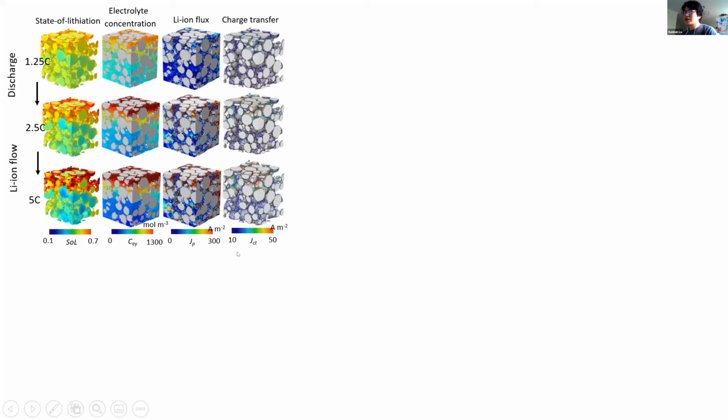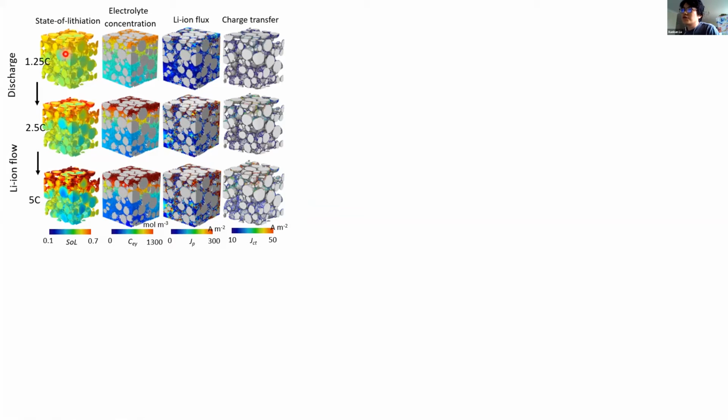So what I show here is the simulation results of the current flow from the top to the bottom. Here the C rate means how large the current is. If it's 1 C discharge, that means we discharge the full capacity of the battery in 1 hour. If we enlarge this current by 5 times, at 5 C, the full capacity of the battery will be depleted in 12 minutes.